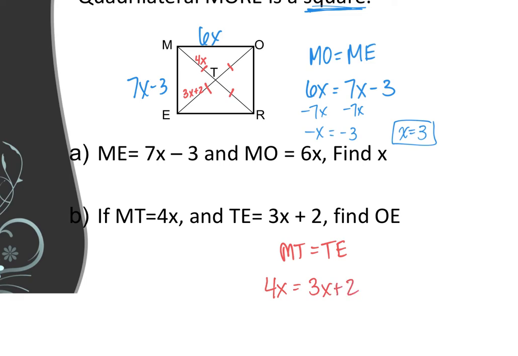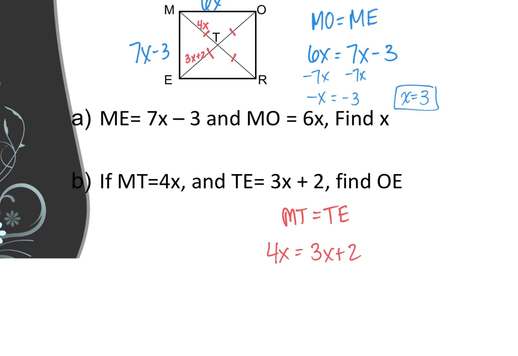Agreed? Yeah. How do we solve? Subtract 3x from both sides. You're going to get x equals 2. But that's not what it's asking us for.